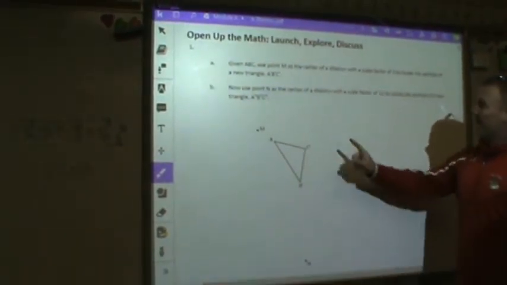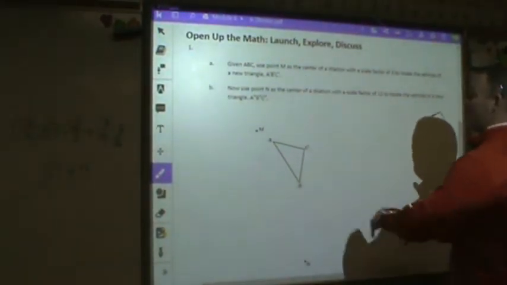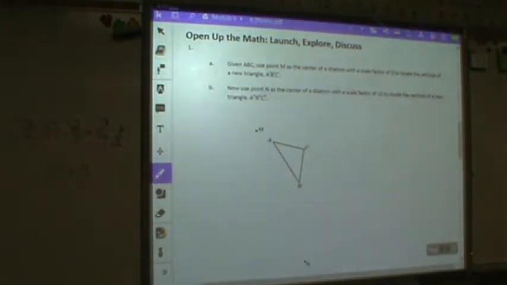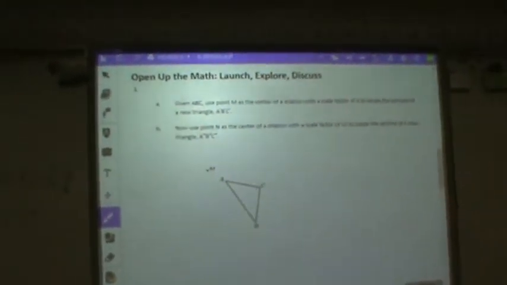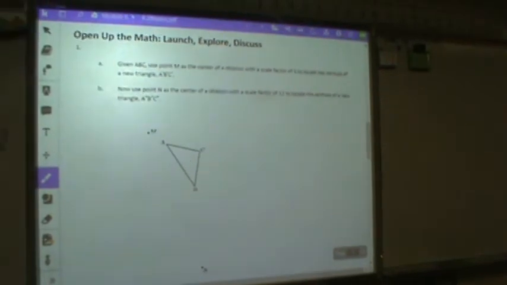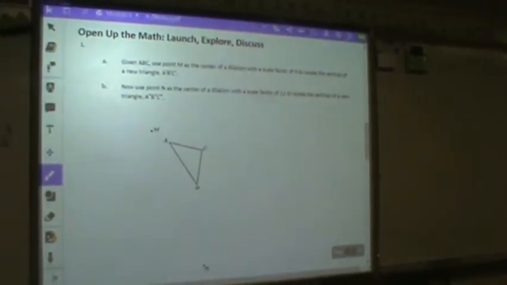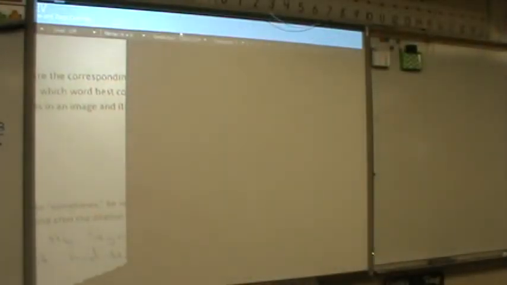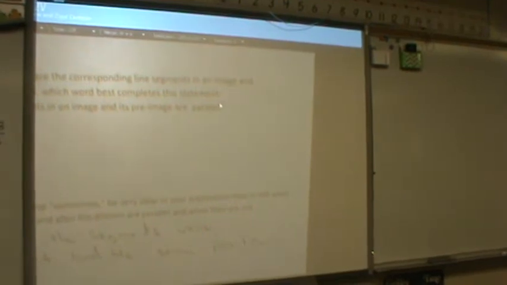It says, given triangle ABC, use midpoint M as the center of dilation. So now we're going to learn how to dilate figures, right? I got to do some camera adjustments here. I'm trying not to get the shine in the screen. So right there, right? You're going to have to pay attention. You need a ruler or a small piece of paper. In class, I used a small piece of paper.